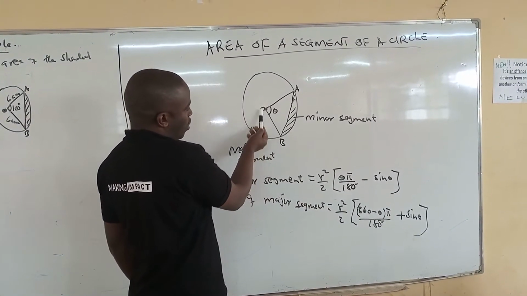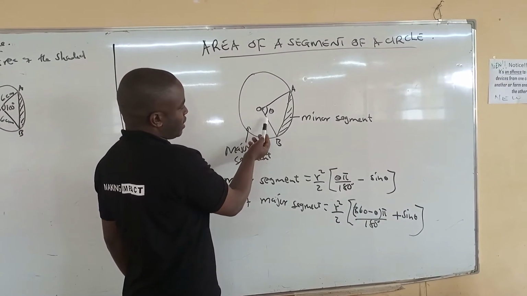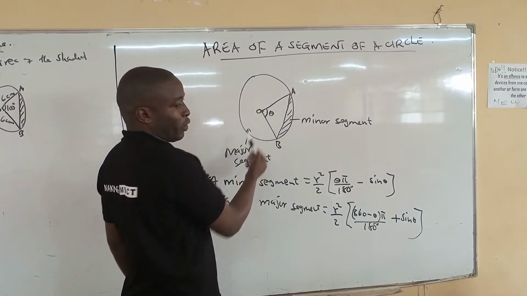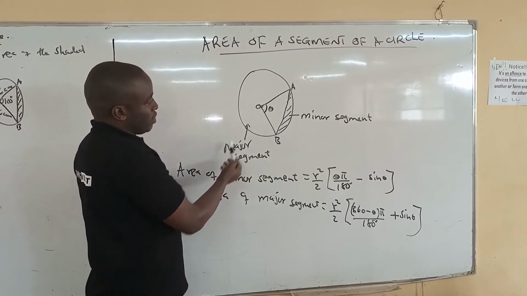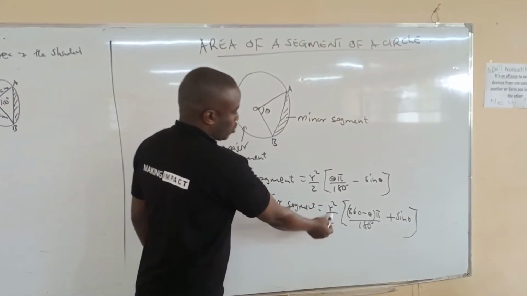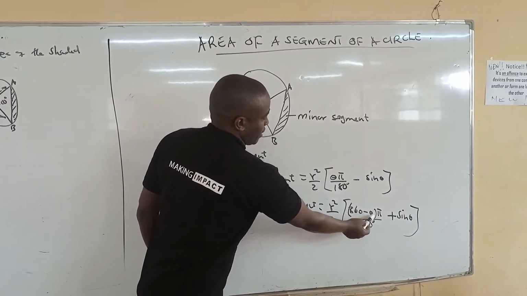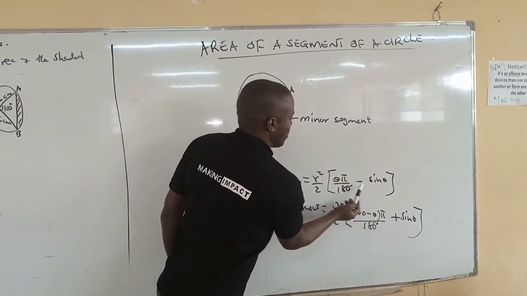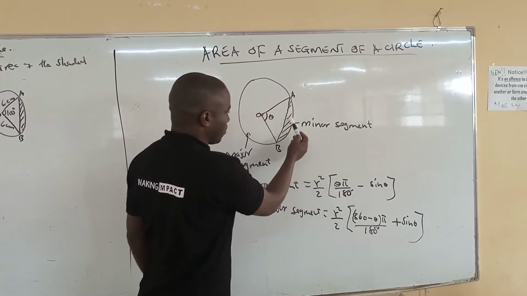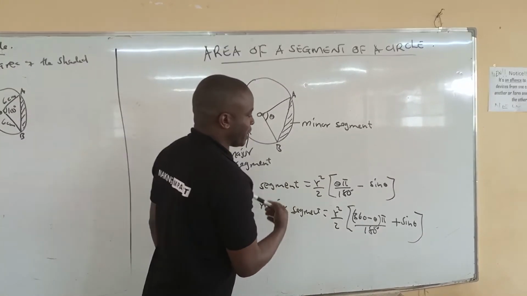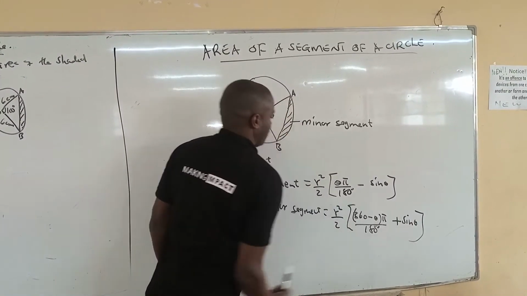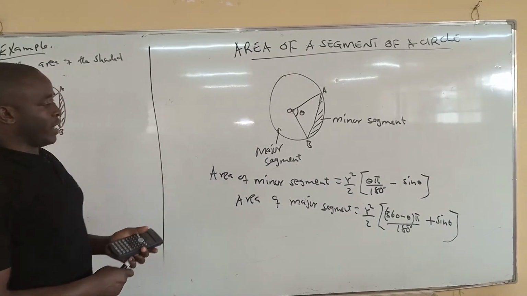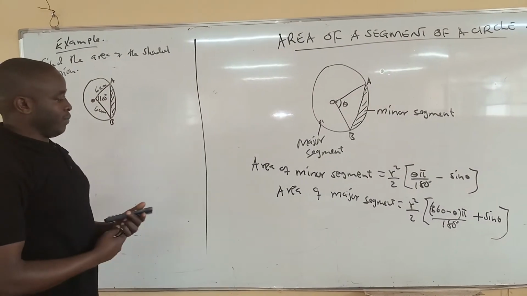And to get the area of the major segment, it is now r squared over 2. Remember, to get this angle outside here, it is 360 minus this, because the angles at a point add up to 360. So it will be r squared over 2 into 360 minus theta times pi over 180, then plus sine of theta. Remember, to get the minor segment we subtract, but for a major segment we add the sine of theta. So if we use these formulas, we are able to get the areas.